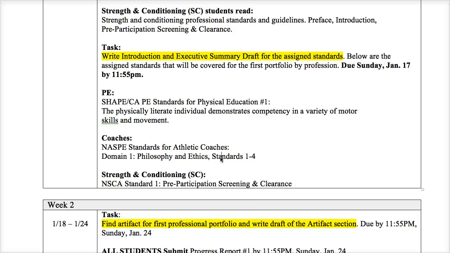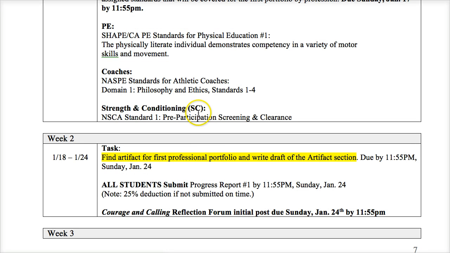It's going to be similar with the strength and conditioning standard. The first standard that we're going to work on in this first rough draft is pre-participation screening and clearance. And there are some benchmarks, I'm not sure if that's the right term they use within strength and conditioning, but there's some terminology within there and some explanation.